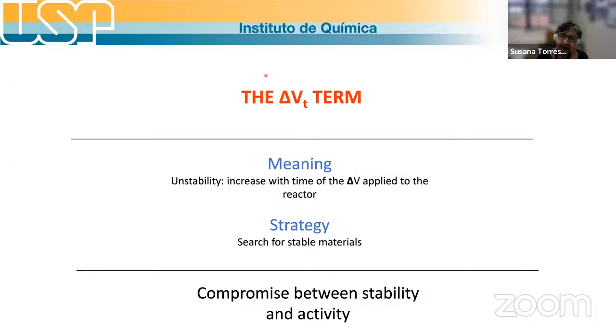And finally, the delta V term that almost nobody talks about, the meaning is that it is directly related with instability. And this term increases with time and with the delta V applied to the reactor. So the meaning of this term is directly related with stability of your device, stability of your battery or stability of your electrolyzer. And you know that there is always a compromise between stability and activity. And this is a thing that we have to overcome, because the strategy is to search for stable materials, but normally stable materials are not the most active. So we always have a compromise.